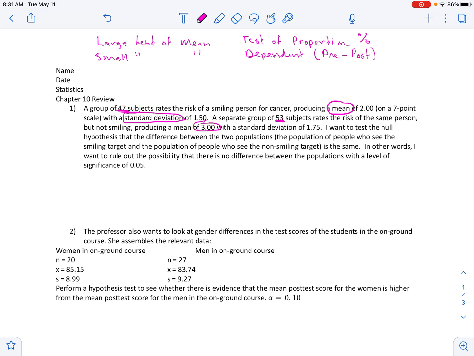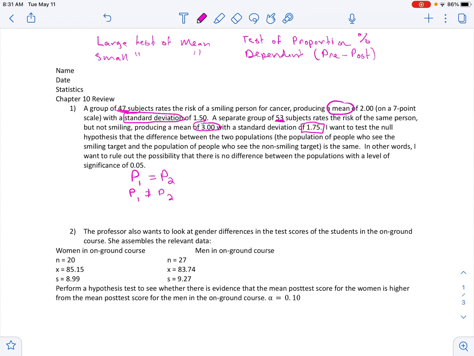So this right here is a large sample test of mean. So we're going to go ahead and write it. We want to test the null hypothesis to see if there's a difference between the 2 populations. So I'm just going to say, hey, does population 1 equal population 2? If you look at it, a separate group rates the same people but not smiling, and produces a mean of this and this. In other words, we want to rule out the possibility that smiling, having this picture, helps in the death rate. And so that's what we're looking at. So the alternative is that they're not equal.